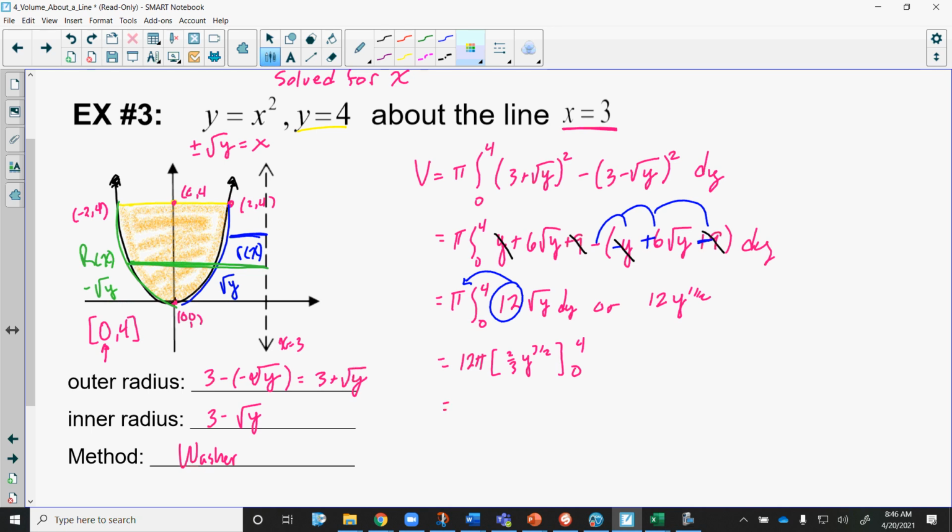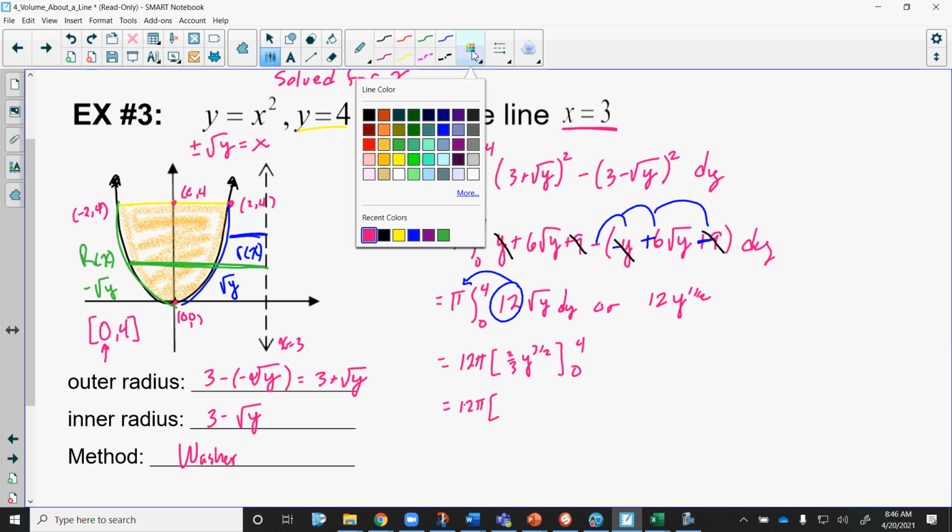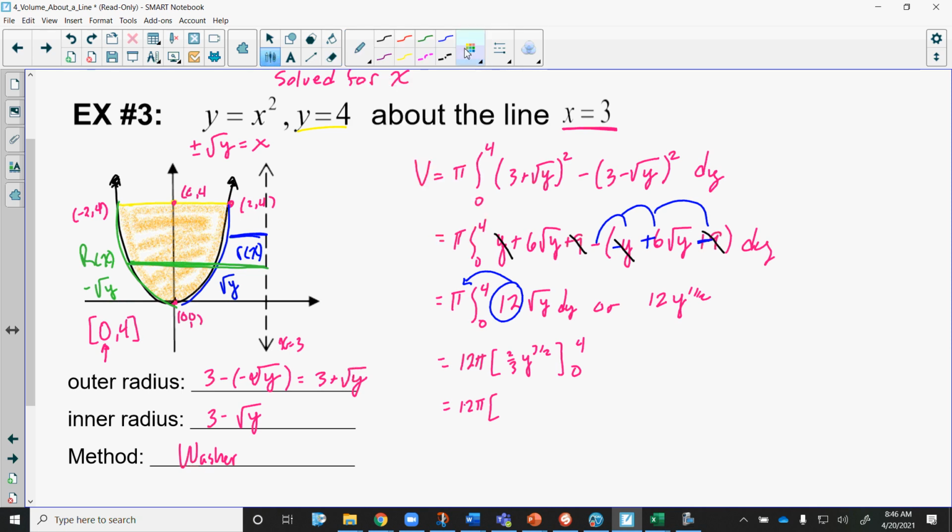And let's see what we get here. 12 pi, that'll be 2. Well, we can pull out the 2/3 on that one if we wanted to. And that would be 24 over 3, so that'd be 8. So let's pull out the 2/3 also, and go ahead and multiply that by the 12. So if we pull that out, we'll take that 12 pi, and 24 over 3 is going to give me 8 pi here.